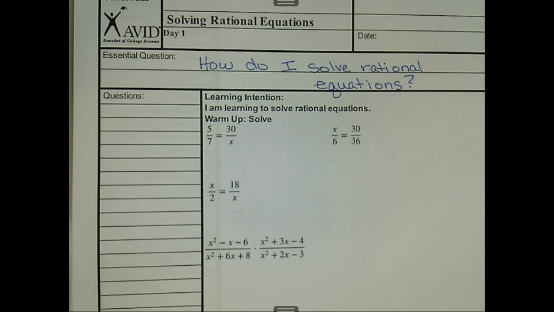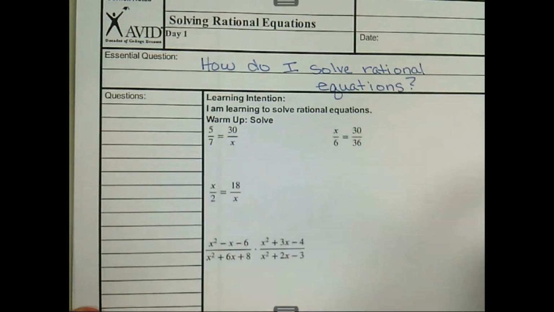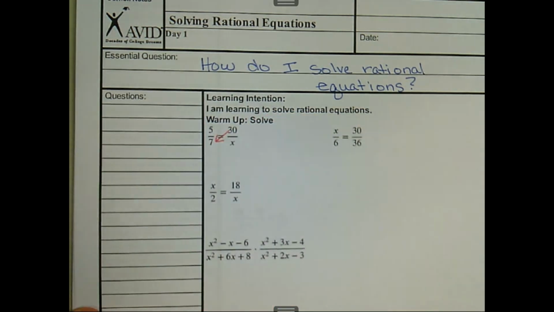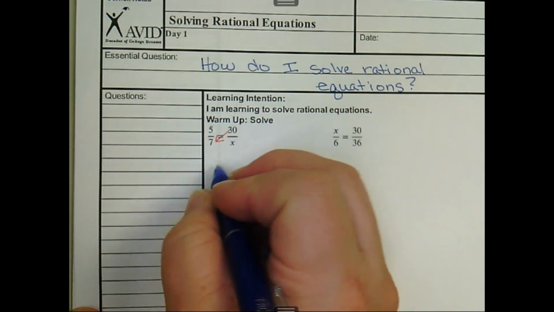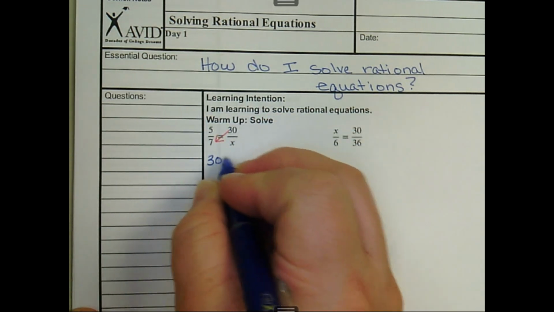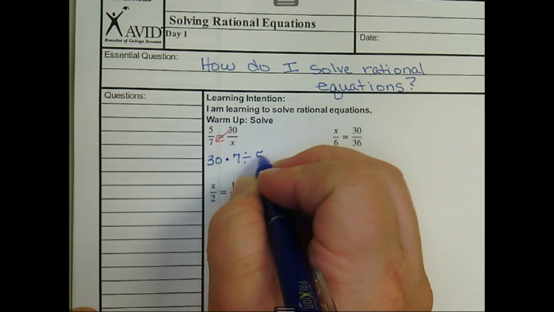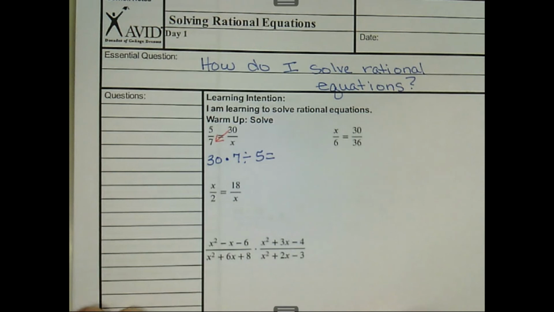If there's only one variable, it's fairly easy. You just multiply at the diagonal and divide going up or down. So you multiply at that diagonal and then divide going up. So it's 30 times 7 divided by 5. Okay, that's one way to do it.